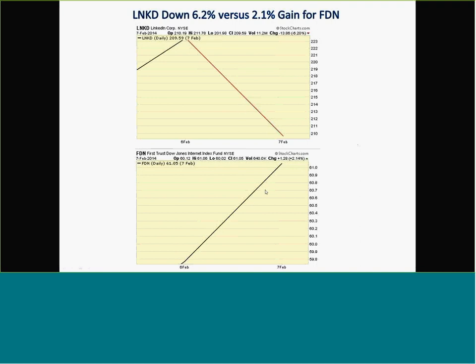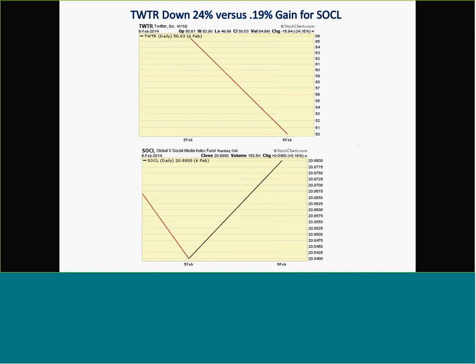LinkedIn is part of this index, so we can see if you held the sector rather than an individual stock, you would have had a profit that day instead of a 6% loss. Here's another one. This is Twitter. This is back in February. Twitter was down 24% on the day versus a slight gain for the social media index. So again, holding these sectors reduces the risk and volatility.